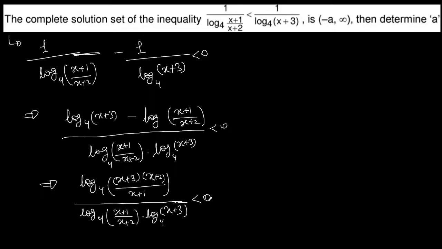We can't do cross multiplication, or otherwise work would have been done. We'll consider that this whole thing at the bottom is positive. If we consider so, the whole bottom part is positive, we'll have x plus 3, x plus 2, x plus 1 less than 1.